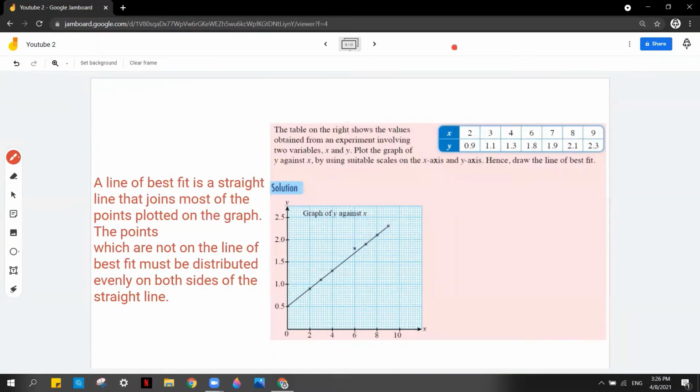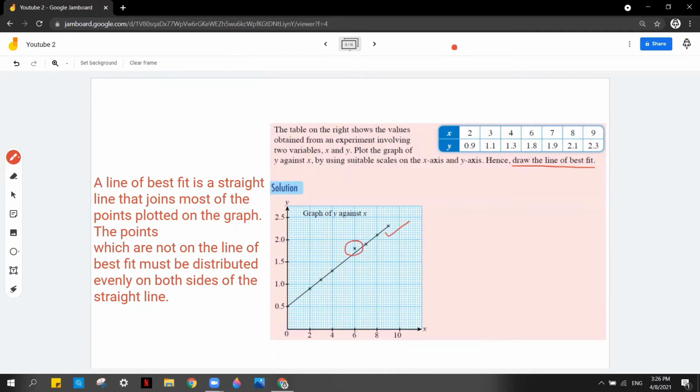Now, in any topic in terms of linear, please take note that your data may not be as great as you want. So the best way is to draw a best fit line. If you can see this data here, it's all on the line, except for this one here. It's fine, don't worry about it.